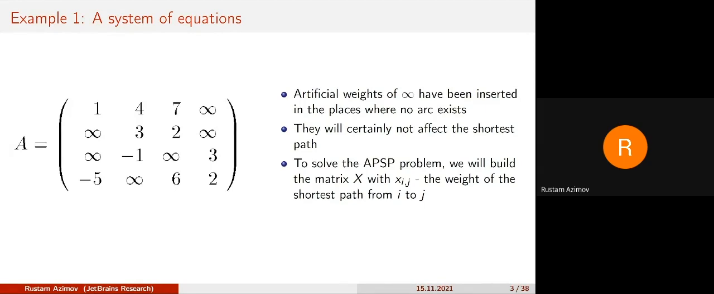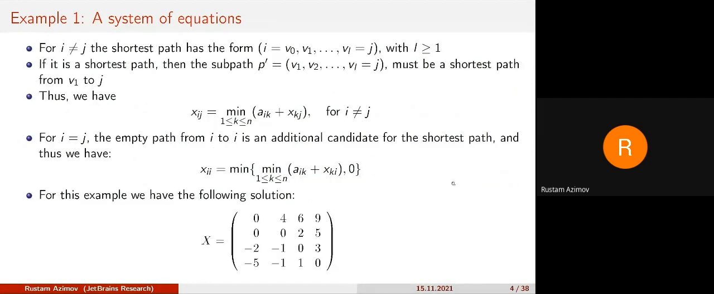And to solve, for example, the all pairs shortest path problem, we must build the matrix X with elements being the weights of the shortest path between each pair of vertices, and we can just use the fact that if we have some shortest path, then the path without its first arc will also be a shortest path, and build such a system of equations where we first use the weights of first arcs in each path, and then recursively use the weights of the rest of the paths.